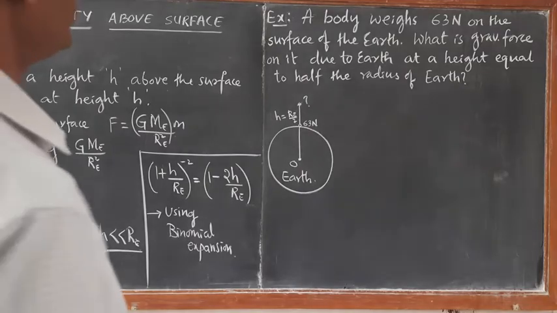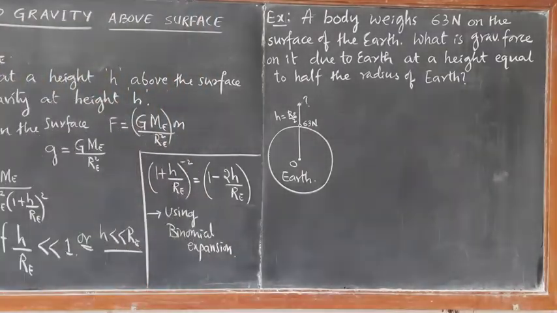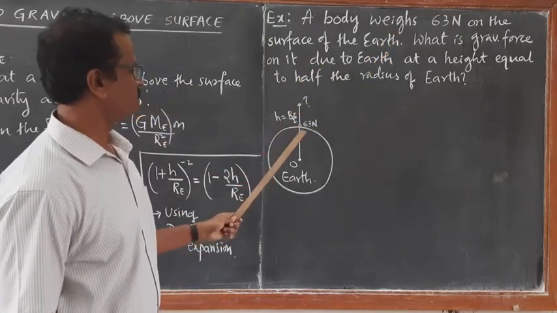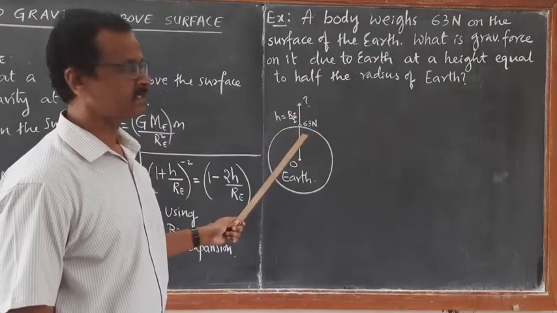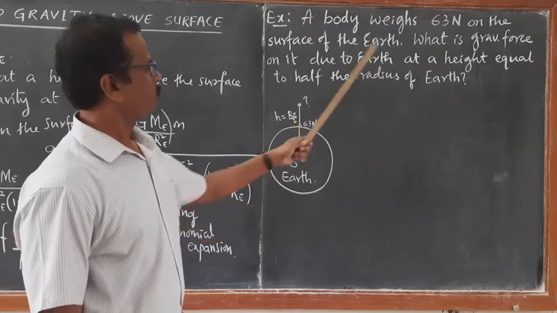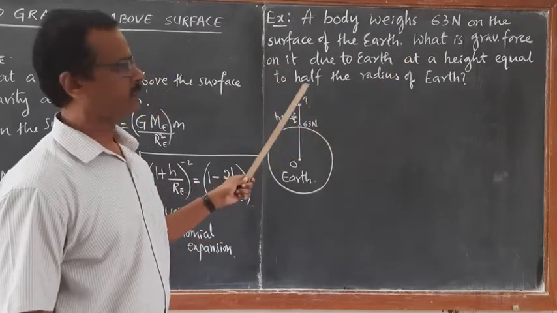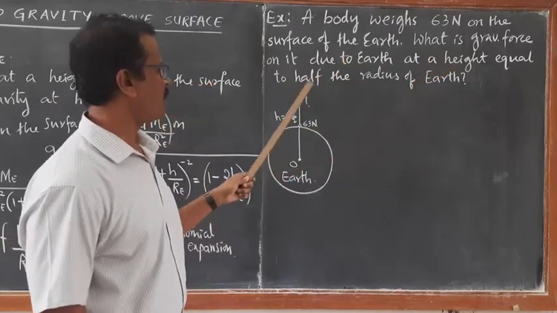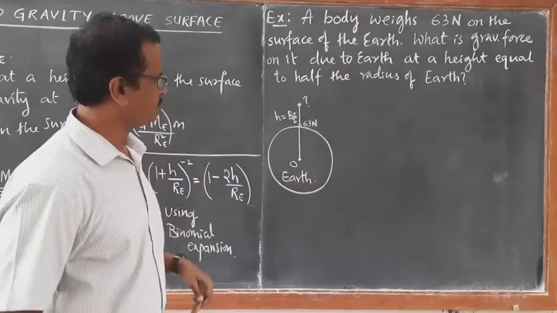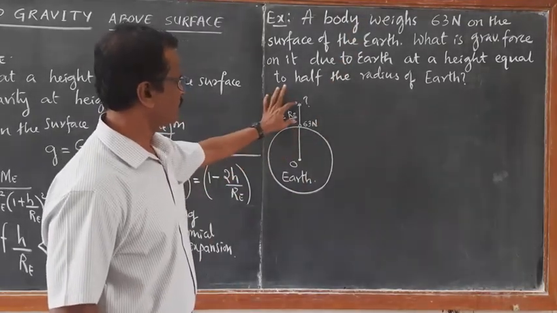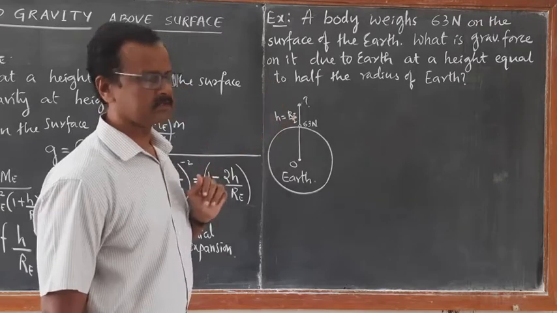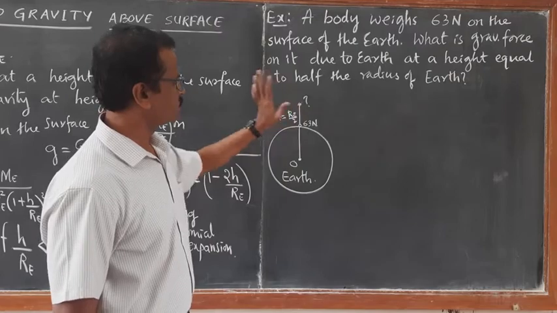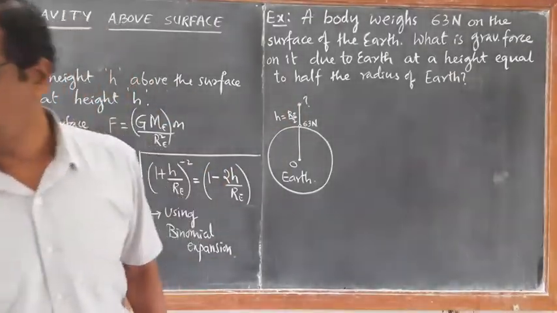Let us solve a problem here. A body weighs 63 Newton on the surface of the Earth. What is the gravitational force acting on it due to the Earth at a height equal to half the radius of the Earth? It means if the object is taken to a height h equal to Re by 2, what is the gravitational force acting on that particular point?